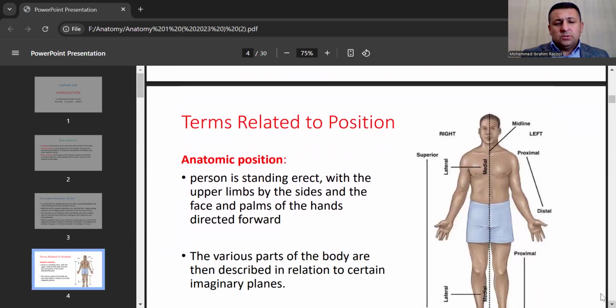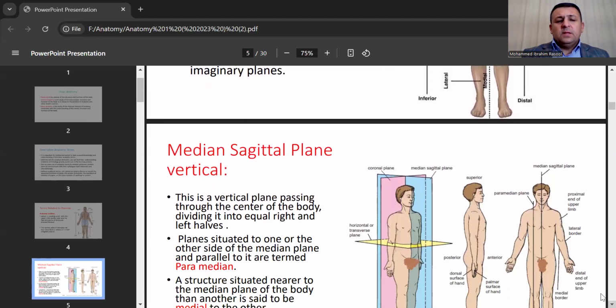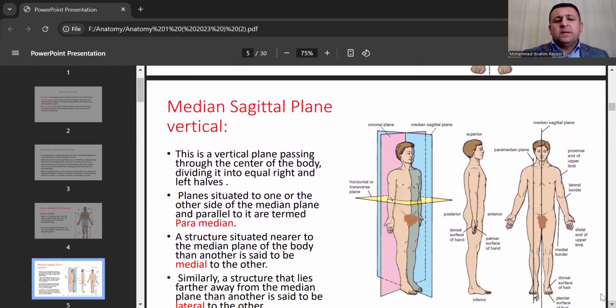Terms related to position. Anatomical position: the person is standing erect with the upper limbs by the side, and the face and the palms of the hands directed forwards. The various parts of the body are then described in relation to certain imaginary planes. Median sagittal plane, or vertical: this is a vertical plane passing through the center of the body, dividing it into equal right and left halves. A plane situated to one or the other side of the median plane and parallel to it is termed paramedian. The picture will show you all these lines.